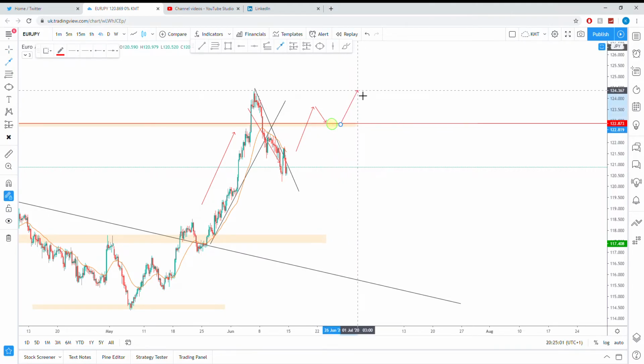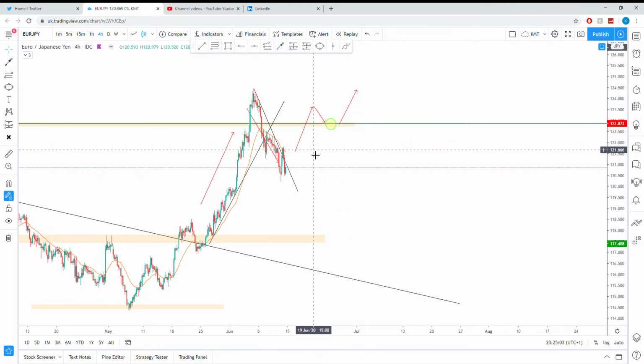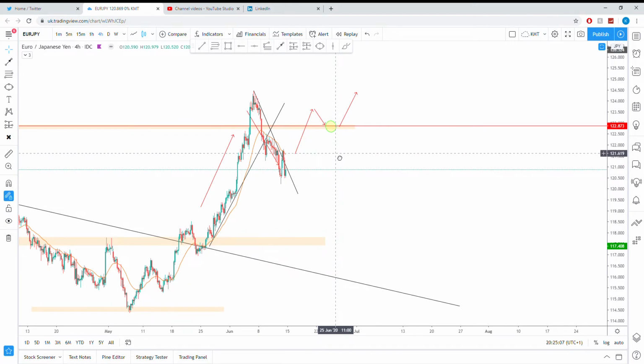And then we're waiting for that momentum kick to push us again into the direction where we're looking to go in the market.